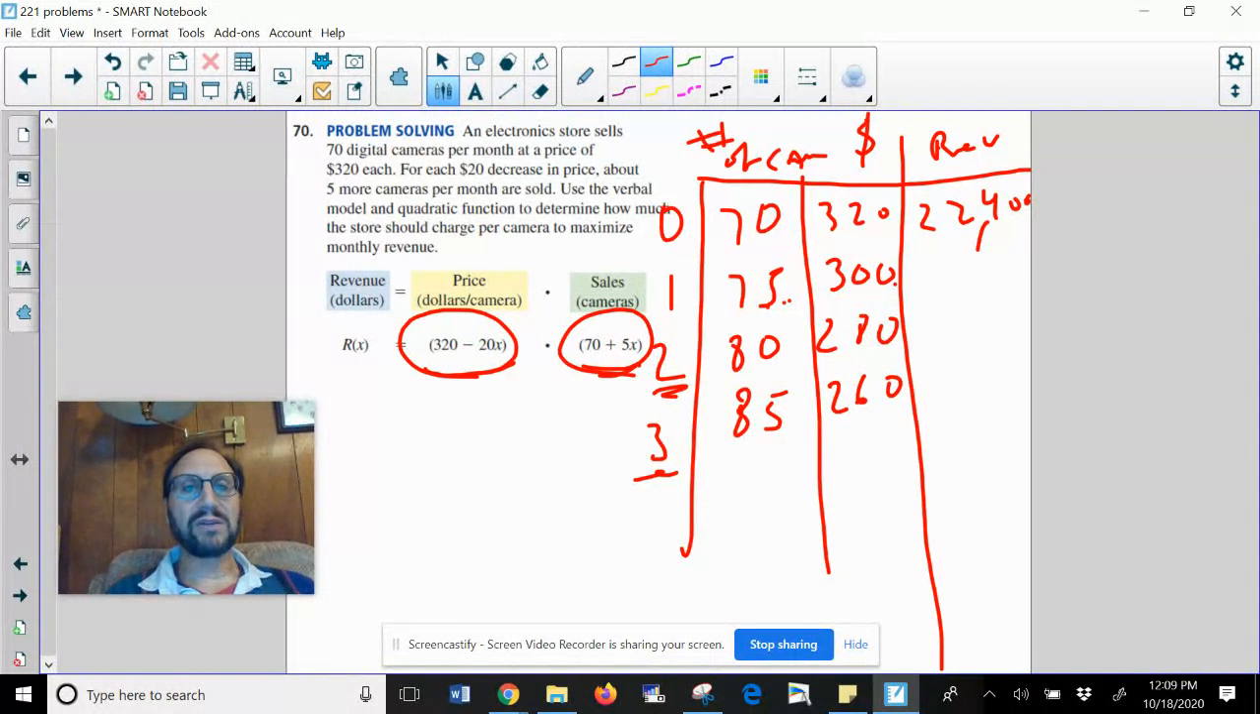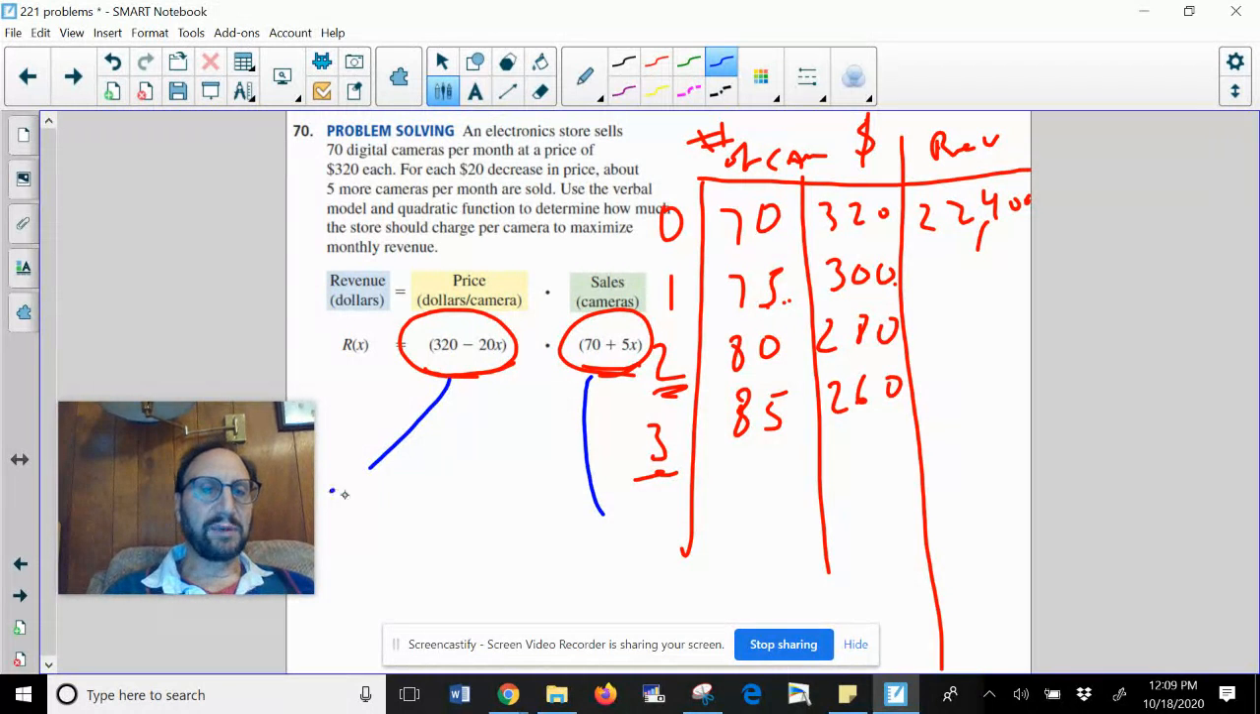Now use the verbal model and quadratic to determine how much the store should charge to maximize the monthly revenue. I believe we could graph it and look where the maximum is. But another way of looking at the maximum is seeing that, since both factors are in parentheses and both have an x in them, this is in intercept form. If we can tell where the two intercepts are, we'll be able to tell the x value of the vertex.